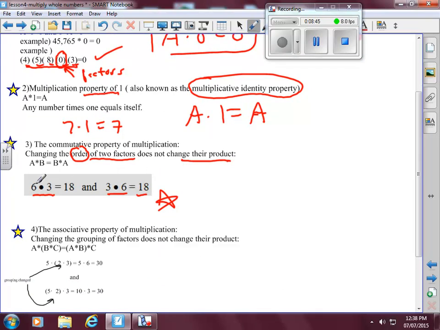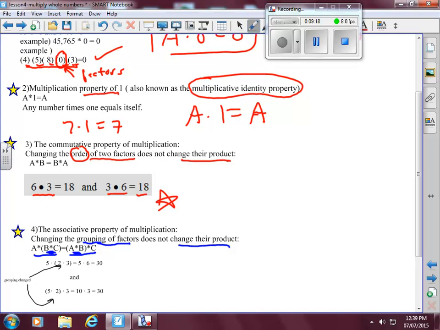It also tells you what's a legal maneuver. I mean, order doesn't matter with multiplication, but it does matter with division, right? 6 divided by 3 and 3 divided by 6 will yield two totally different answers. So we're developing the legalities. What's a legal maneuver when you're operating on certain quantities? The associative property of multiplication, changing the grouping, keyword grouping, of factors does not change their product. So A, B, C, but notice here B and C are grouped together, and here A and B are grouped together.